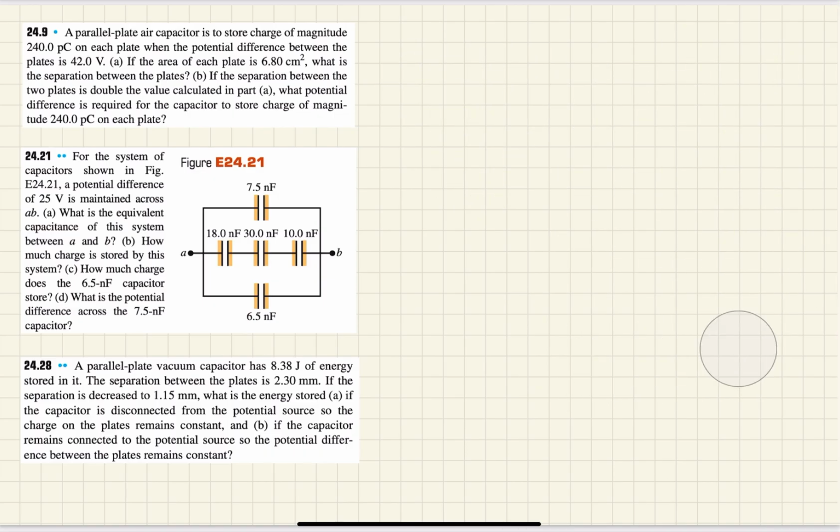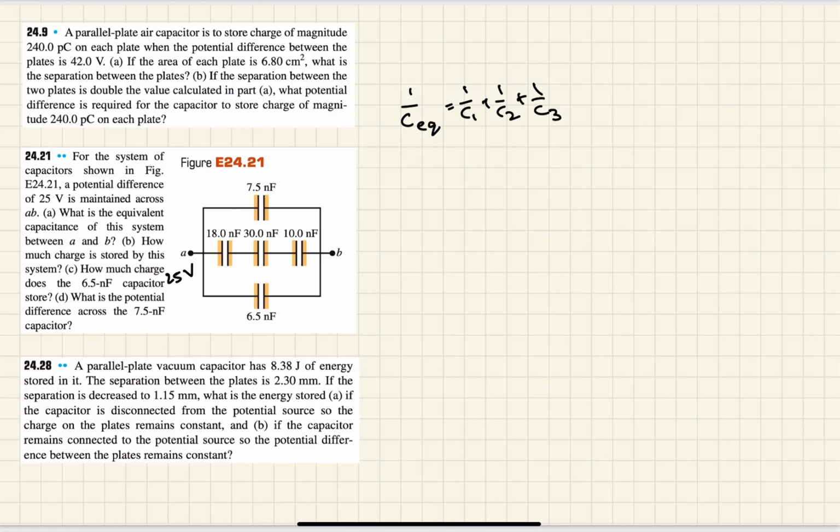Not that difficult, a very common problem you'll see in capacitors. For this next problem, it's not a circuit exactly, it's like capacitors in series and parallel. So we know the potential difference is 25 volts. What is the equivalent capacitance of the system between A and B? So we can use our formulas here. We have these three in series, and so first let's calculate that. So we know in series, 1 over C equivalent is equal to 1 over C1 plus 1 over C2, in this case plus 1 over C3 because there's three of them.